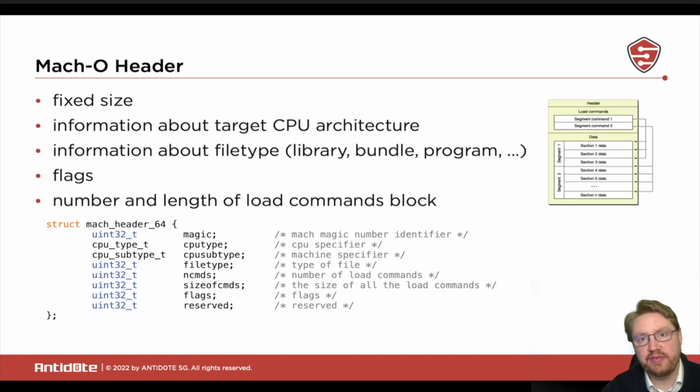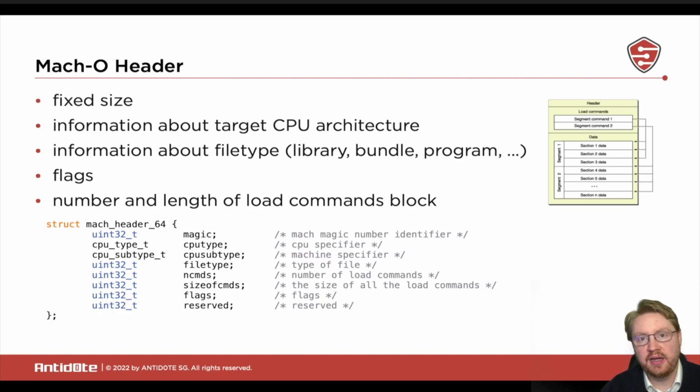So let's start with the header. We ignore here that there is a legacy 32-bit header, because nowadays we are only interested in 64-bit files. As you can see here, we have a 64-bit header that starts with the magic that identifies the file, and then it specifies the CPU type and the subtype. Nowadays it's likely ARM with the ARM 64-bit ABI, but it could also be x86 and so on.